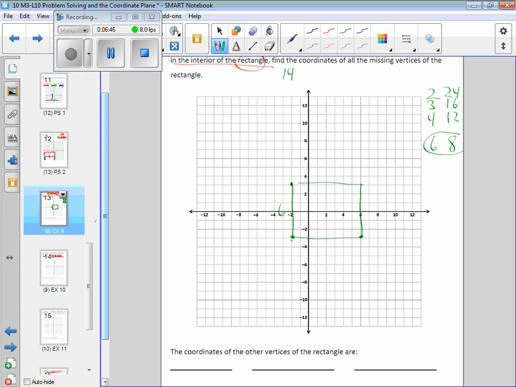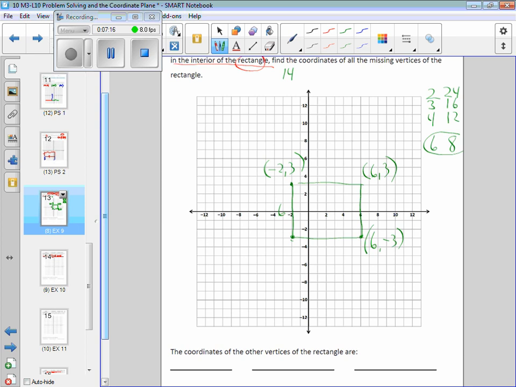If you go and do it this way, your missing vertices, here's one set of your answers, is -2, 3. Then you've got 6, 3, and 6, -3. If you go that way. Yeah, Joe.